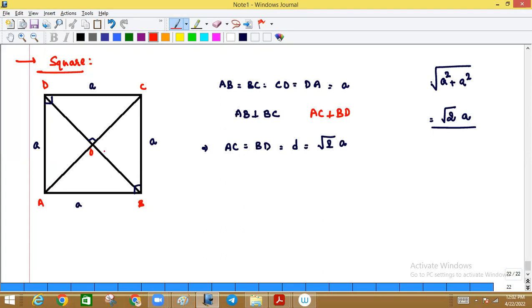Intersect at point O. What is the square of a diagonal? What is the perimeter? Area. Side into side, that is A square. Find out the square of the diagonal. D square is equal to what? 2A square. Then what is A square?